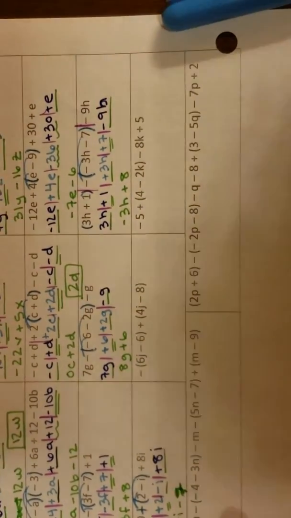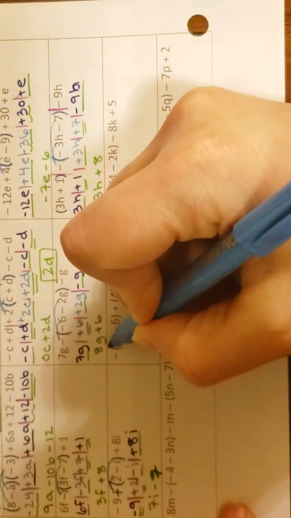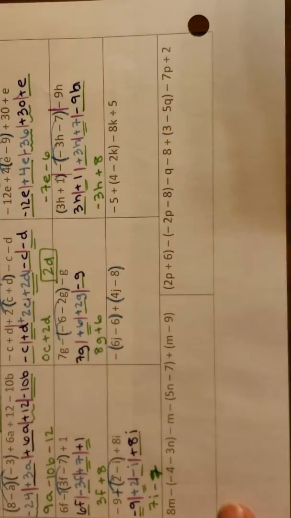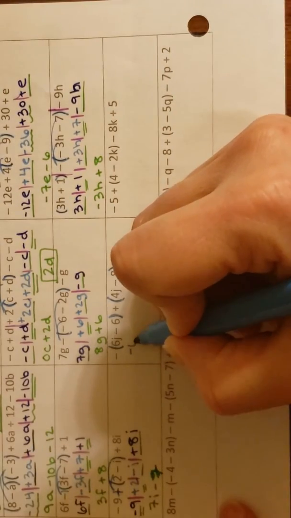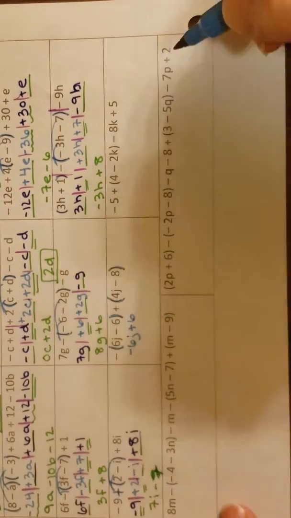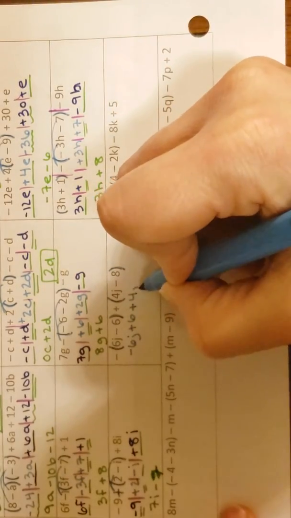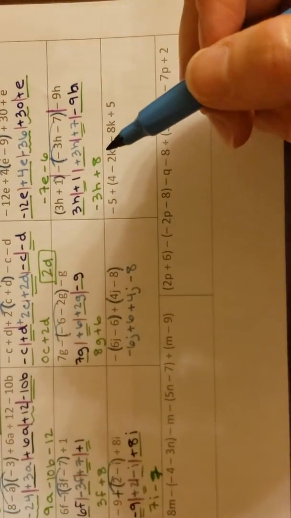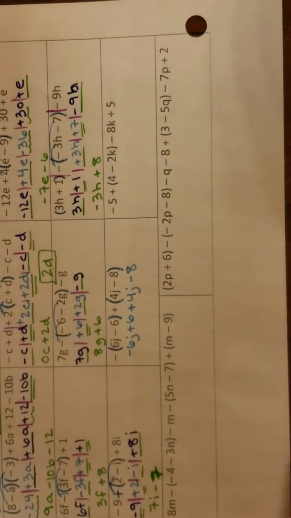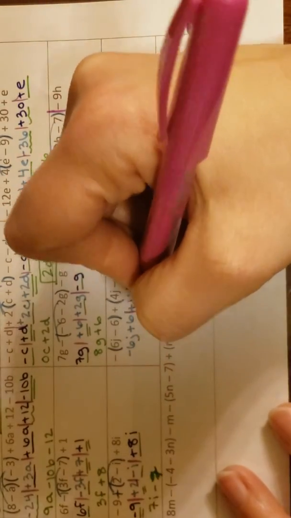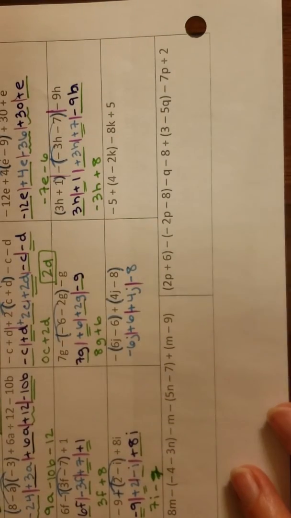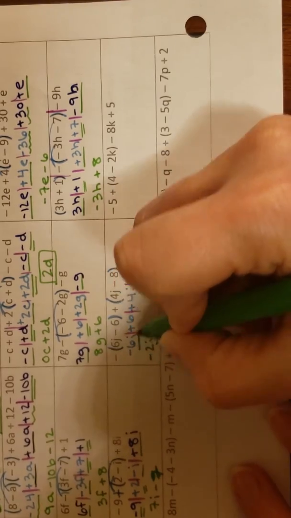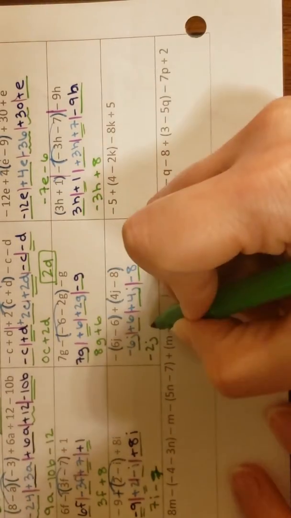And here, one set's going to be changing signs. One set is going to have the same sign. So this becomes negative 6j and positive 6. This stays a positive 4j and a negative 8. So I distributed the positive, but it didn't change anything. All right. Negative 6 and 4 is negative 2j's. 6 minus 8 is negative 2.